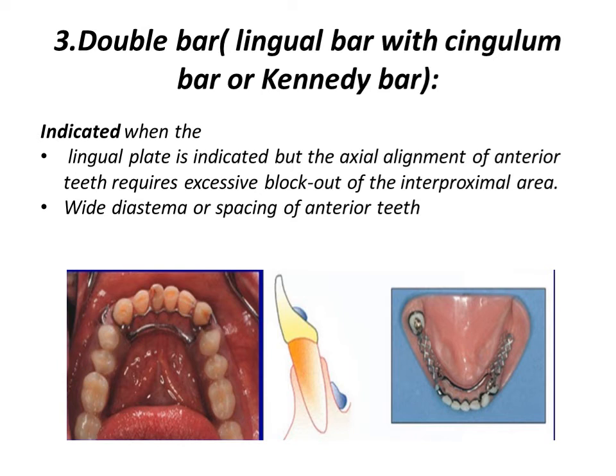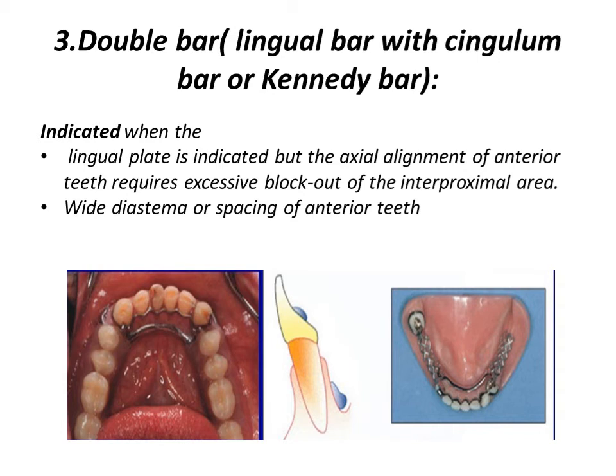The lingual plate is indicated, but when the anterior teeth have an axial alignment that requires excessive blockout of the interproximal area, the anterior teeth are aligned in a way that if we do a lingual plate we need excessive blockout of the interproximal area. There are spaces interproximally between the teeth and we need excessive blockout, so we use a double bar.